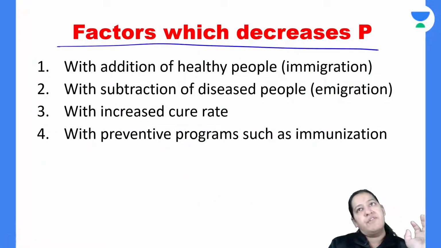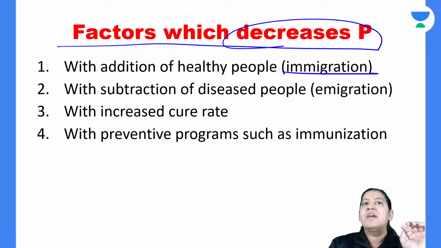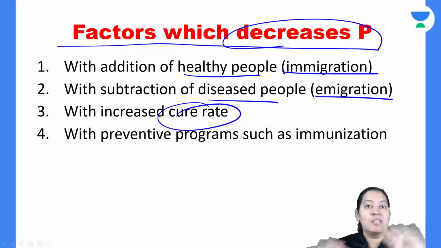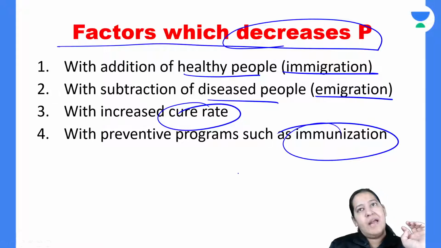The opposite is decreasing the prevalence. So if you do the immigration of healthy people and emigration of diseased people, that is the reverse of this, right? You are giving a treatment which is curing the disease, not controlling, curing the disease, and you are giving immunization. So that can decrease the prevalence.